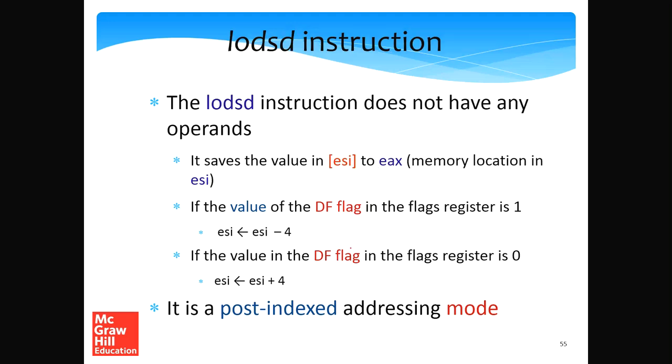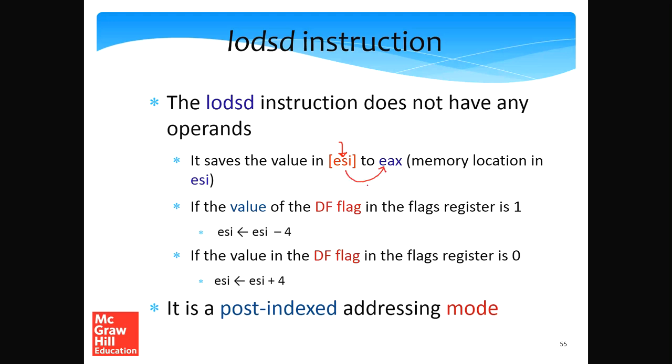The LODS instruction is a load string instruction. It also does not have any operands. What it does is essentially the reverse of the previous instruction, STOSD. ESI is considered as the source register. ESI is considered to have an address, and the address within square brackets becomes a memory address. So it saves the value in memory, whose address is in ESI, to EAX.